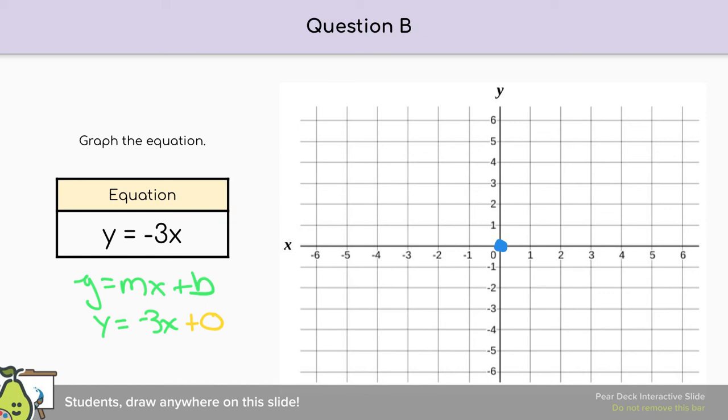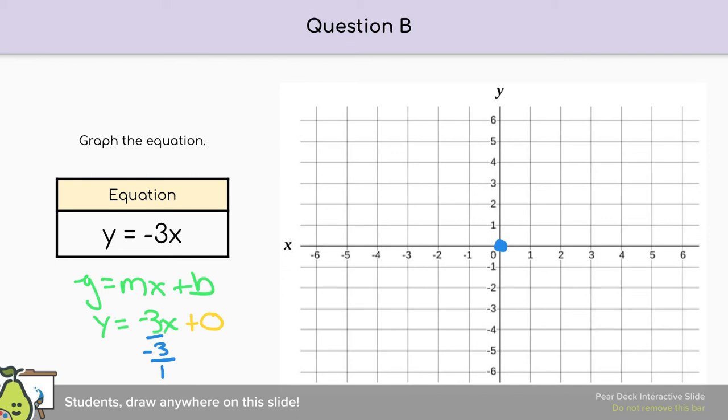So in this case, our slope is negative 3. And if I was to write that as a fraction, it would be negative 3 over 1. Anytime we have a whole number, we can always set it over 1. So now, since our slope is negative 3, that means it's going to be going downhill from left to right.